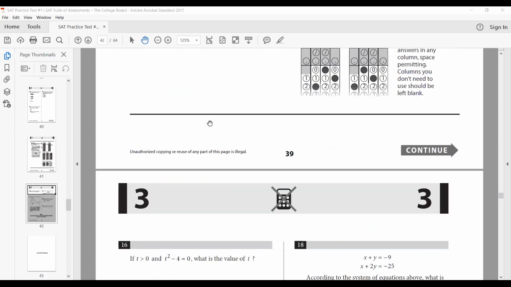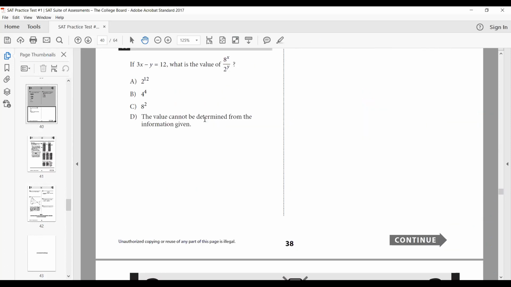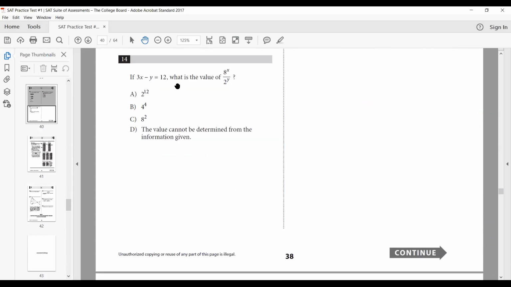All right, let's go back to 14. Ryan, what do you know? Go. All right, let's see the 14. Let's do it together here. Okay, let's see what the question is. If 3x minus y equals 12, so this is an algebra linear line, right? What's the value of a to the power x over 2 to the power y? All right, can you guys take your notebook out? Do these questions. I'll give you 30 seconds.